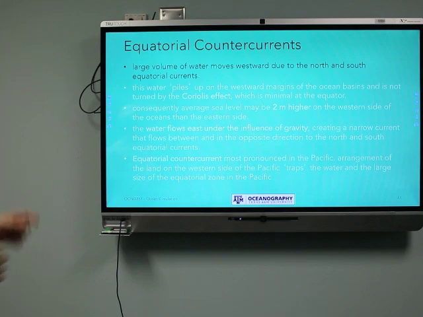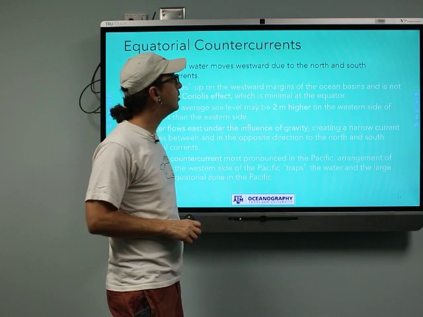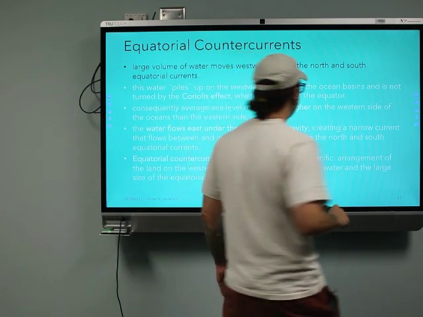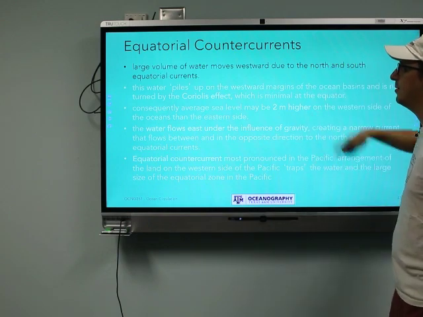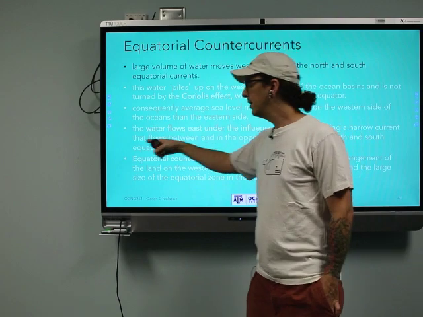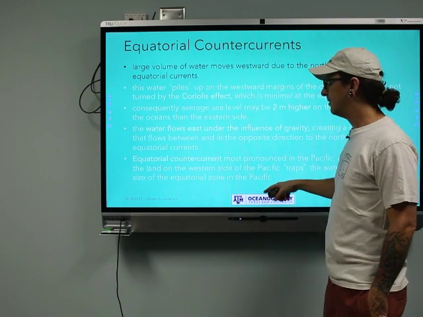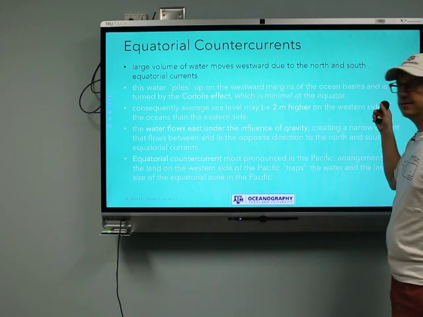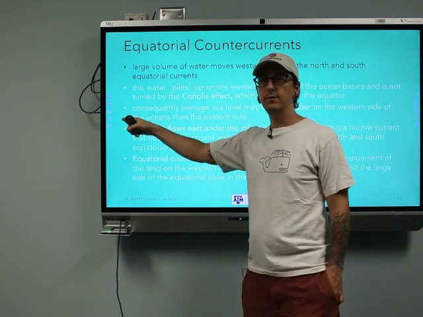Okay. The equatorial countercurrents move a really large volume of water westward due to the north and south equatorial currents. I'm sorry, I got that backwards. That's why there was a pause. I confused myself. This is setting up the whole situation. Okay, so we're going to start from the other way. So north, south, west, east. Okay, I'm going to act this out for you.